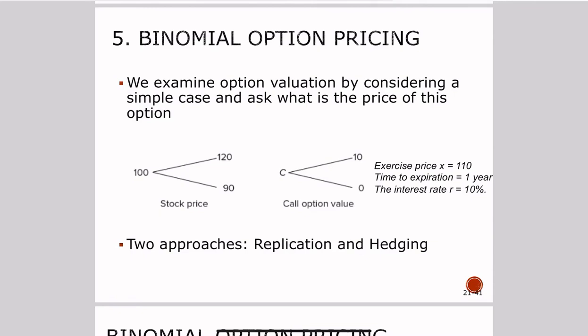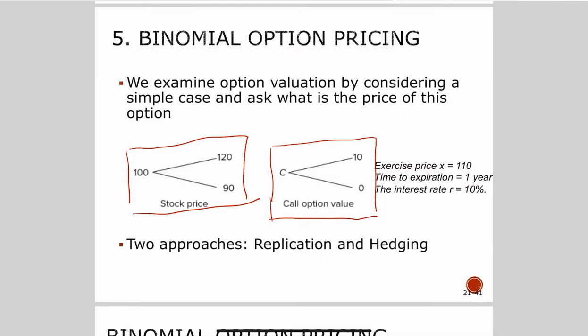So we basically have a stock. Its value today is 100, and tomorrow it could have a price of 120 or 90. Then we have written a call option on this stock, with an exercise price of 100 and expiration of 1 year. We assume the interest rate is 10%. Our question is, what is this call's price? So it's about the valuation of this call option.